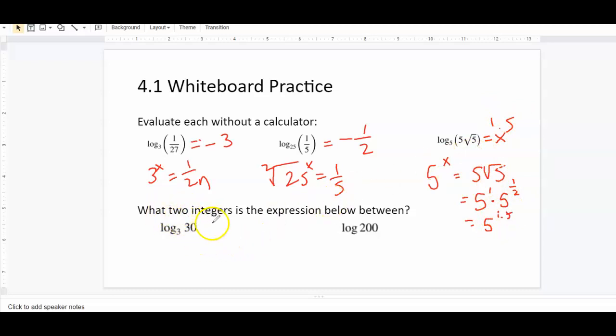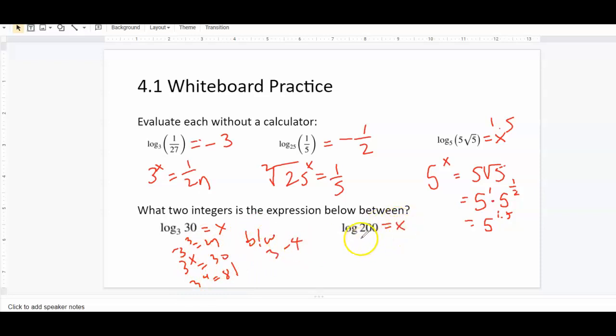Which two integers is it between? 3 cubed is 27. Oh, do I have to do this? I think I just did that in the previous one. Excuse me, 3 to the x power is 30. 3 cubed is 27. 3 to the 4th power is 81. So it's going to be between 3 and 4.